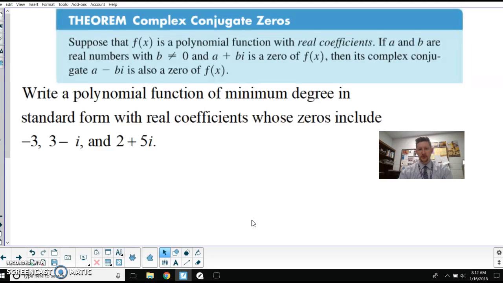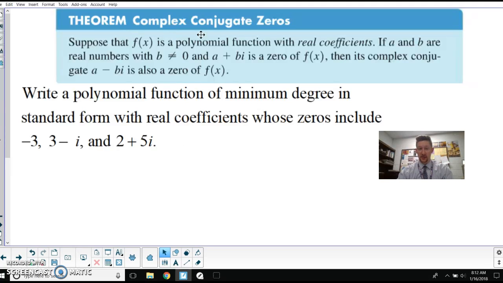All right, pre-calc students, in this video we're going to be writing a polynomial function of minimum degree in standard form with real coefficients whose zeros include these particular things right here. So I've got a zero of -3, 3 minus i, and 2 plus 5i.